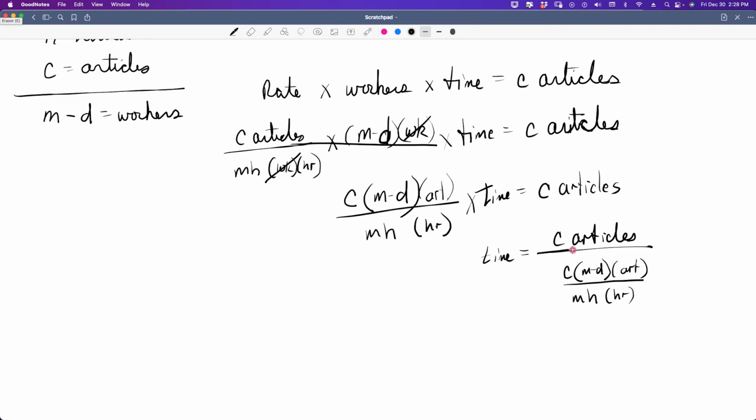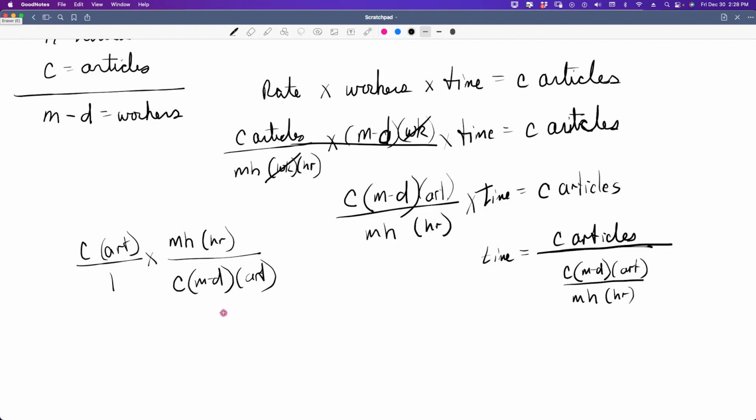Now we know that this is the big division line, so we're going to keep it, change it, flip it. Let me do that really quick over here. C times the articles over 1, that's our top, times, and I'm going to flip it. This is going to be M times H times the hour over C times M minus D times the article. Okay, so here's what I see. I can cancel the C and I can cancel the article.